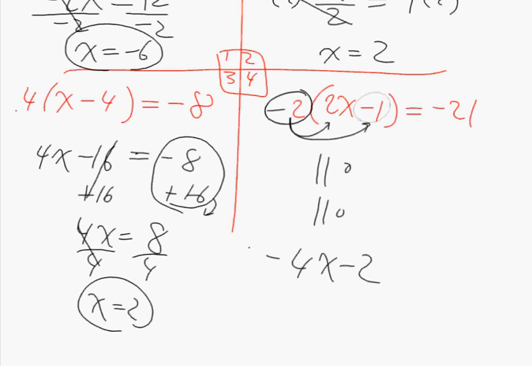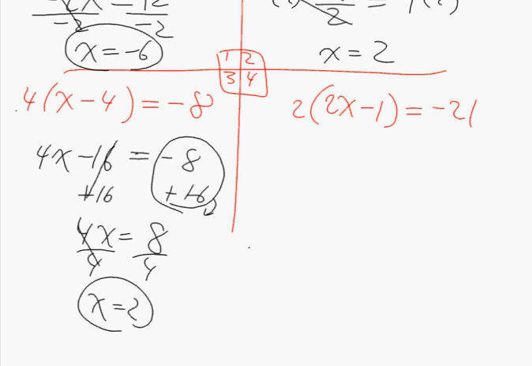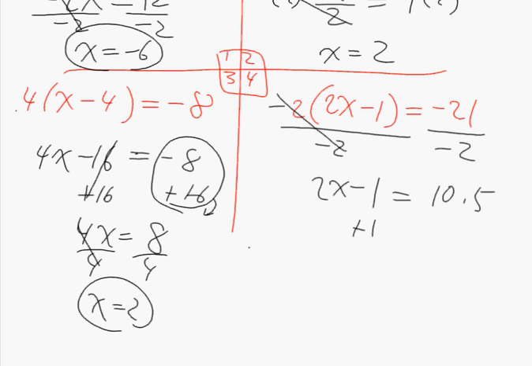But what we're saying here is, instead of using distributive property, I can divide that by whatever my multiplier out here is, in this case negative 2. And instead of having negative 2 groups of 2x minus 1, I'm going to have one group of 2x minus 1. And since I divided that side by negative 2, I must divide this side by negative 2, which means this is 10.5, or positive 10.5. Add 1 to both sides. I get 2x equals 11.5. And when I divide by 2, x will equal 5.75, positive 5.75, which is what 11.5 divided by 2 is. Okay?